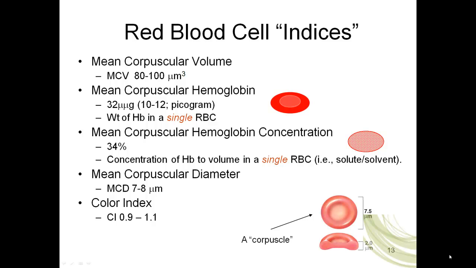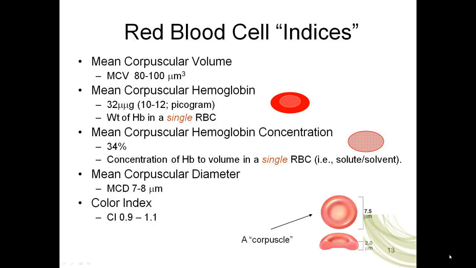Mean corpuscular diameter, or MCD, is how wide a red blood cell is. And for our class, it's 7 to 8 microns. We're going to pick the middle of the road. We're going to say 7.5. The color index is a way of referring to how red a single red blood cell looks. If it's adequately filled with hemoglobin, if a red blood cell has its full 32 picograms of hemoglobin, then we say the red blood cell has a color index of 1.